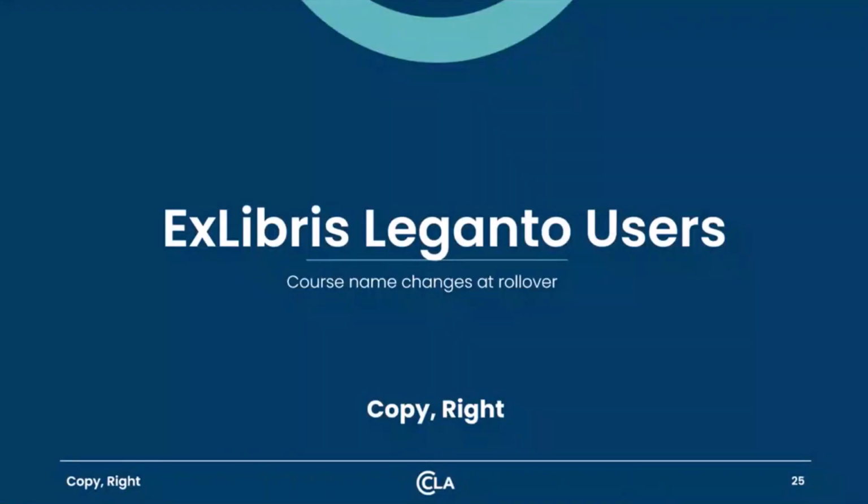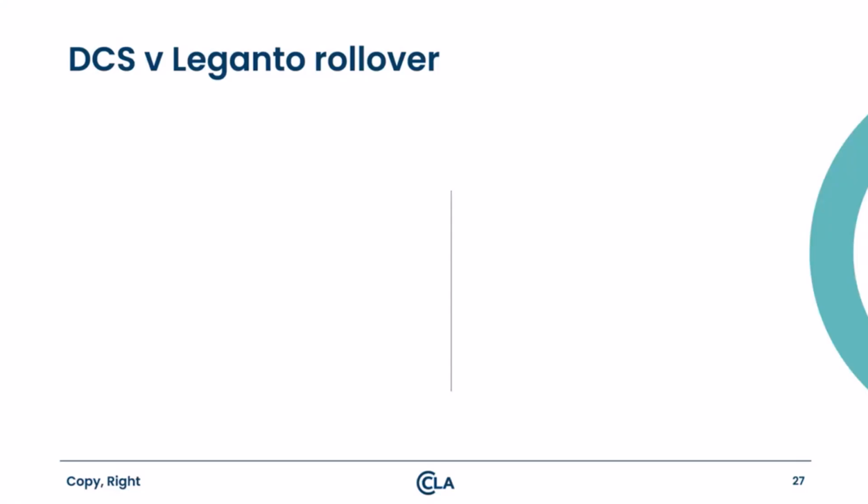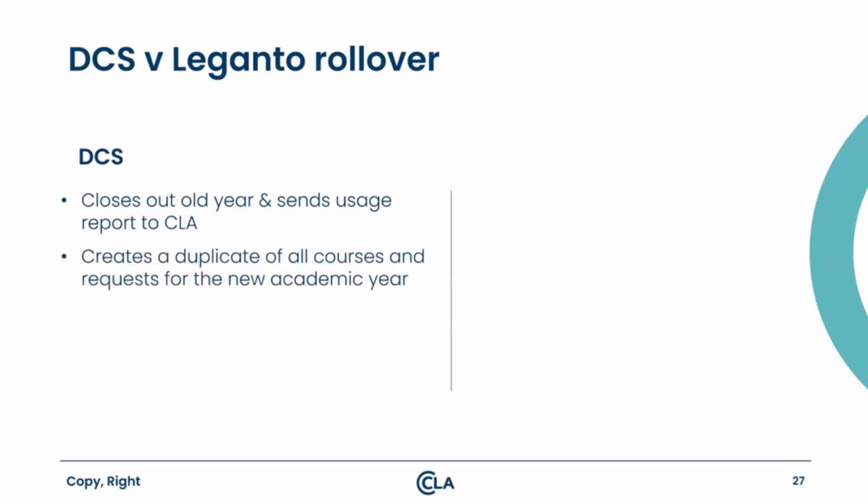Grand, thank you, Stephen. I have just one other thing that I wanted to mention, and it really is a question. We're not going through anything in detail at the moment, but it's a question for those of you who are Ex Libris Leganto users, because I think there are some additional challenges that can come at rollover. Essentially, the DCS rollover closes out the old year, sends the usage report to us at the CLA, and then creates a duplicate of all the courses and requests for the new academic year, which you would then adapt and make sure it's ready for the new year, not the old one.